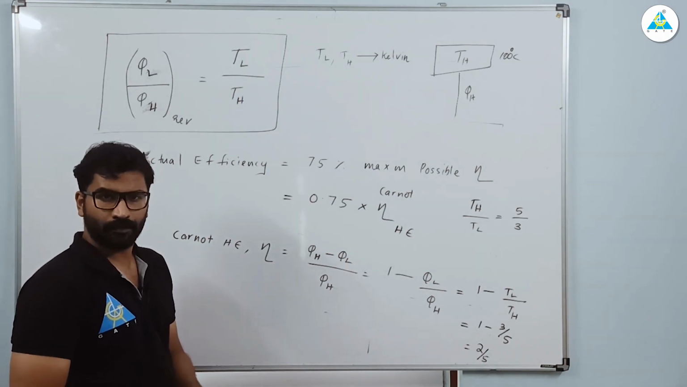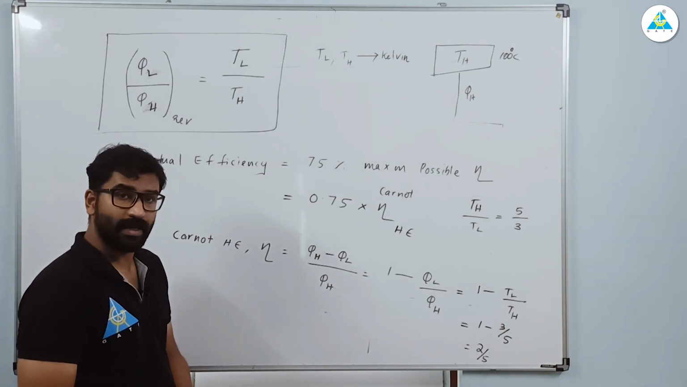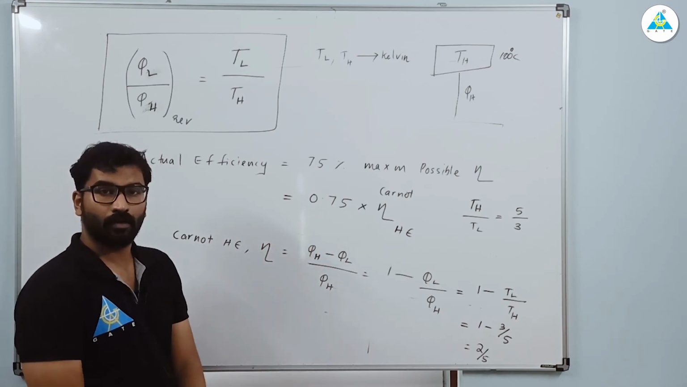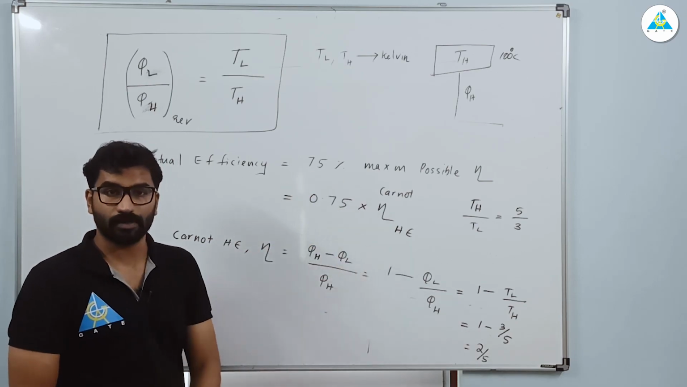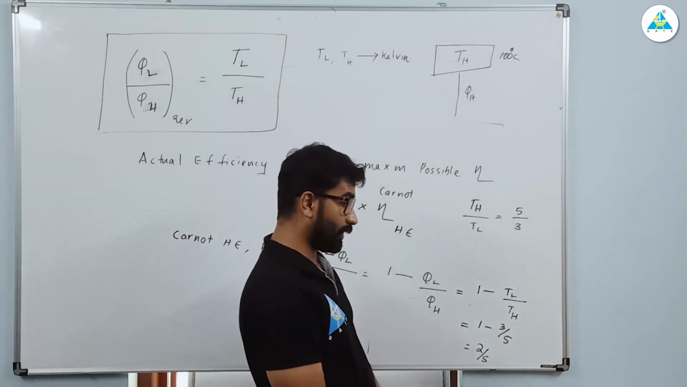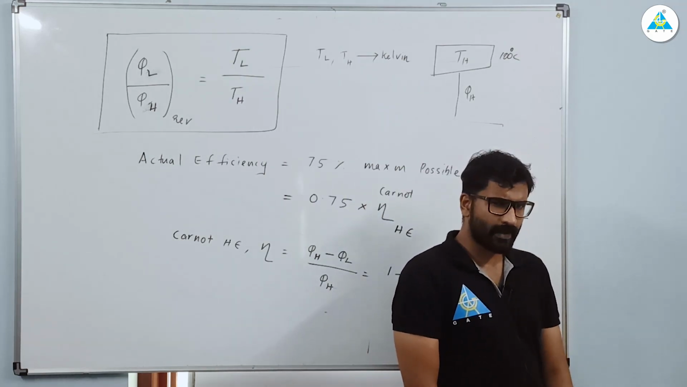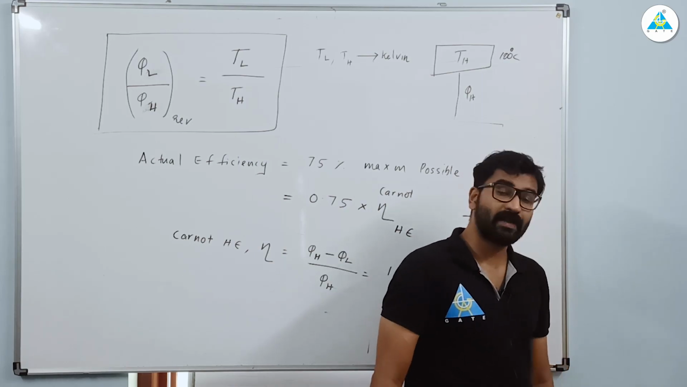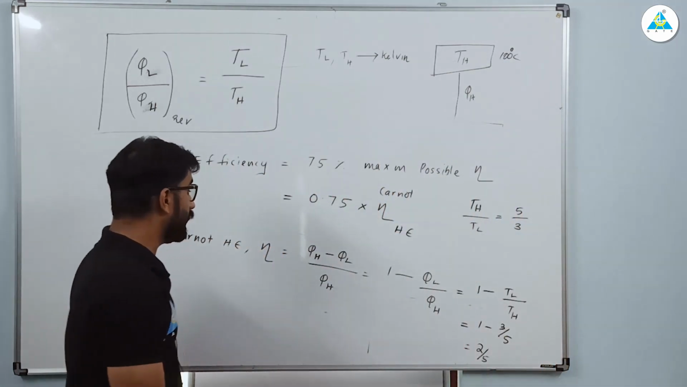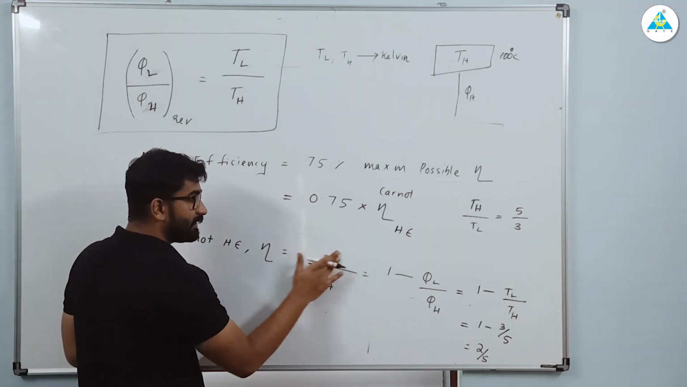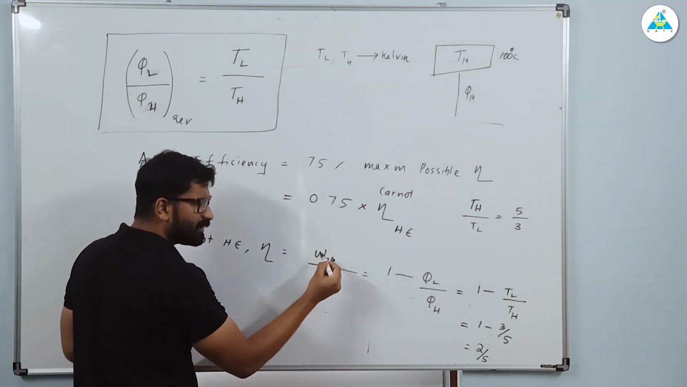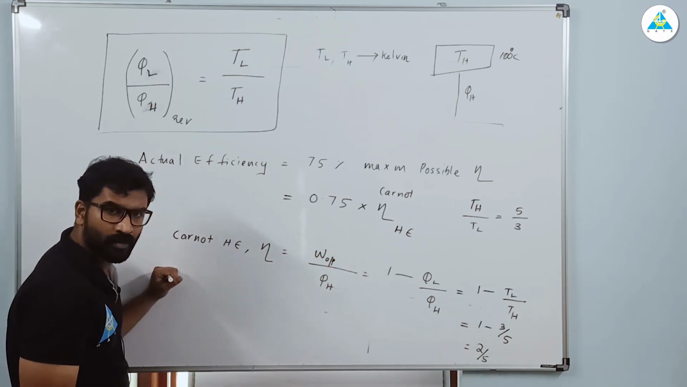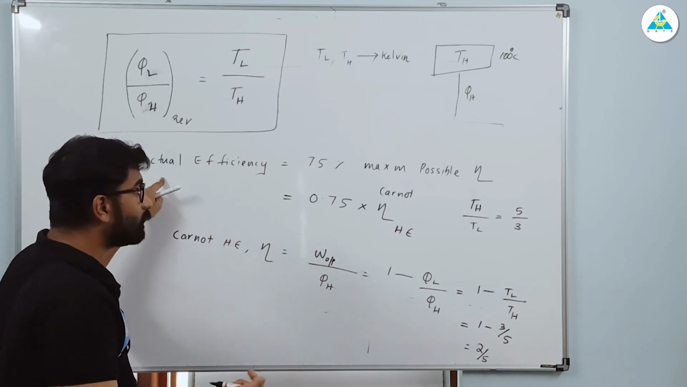2/5. Right? But the answer does not end there. We don't have the answer yet. Your answer is 75% of the maximum possible efficiency. Because what are they asking in the question? They are asking for efficiency, yes. You can see the question: the fraction of heat supplied that is converted to work. The fraction of heat that is converted to work is your efficiency. So they are asking for the actual efficiency. What will be the actual efficiency?